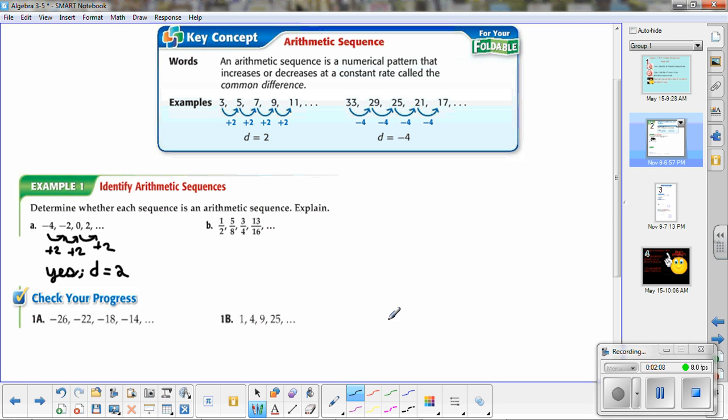Our next example is a little bit trickier because we have fractions. 1/2, 5/8, 3/4, 13/16. If I want to know how much it is increasing or decreasing by from going from 1/2 to 5/8, you can do 5/8 minus 1/2. Or you could think of this 1/2 as 4/8, and to go from 4/8 to 5/8, it increases by 1/8. And then from 5/8 to 3/4, 3/4 is the same thing as 6/8. So from 5/8 to 6/8, it increased by 1/8 again.